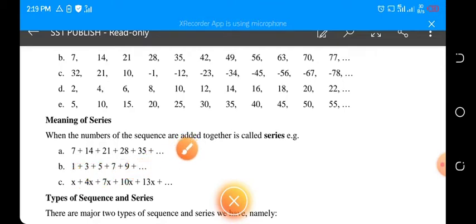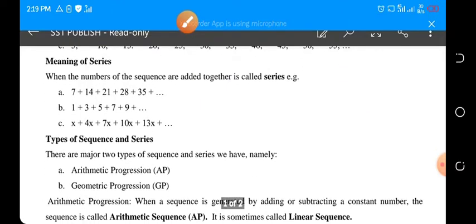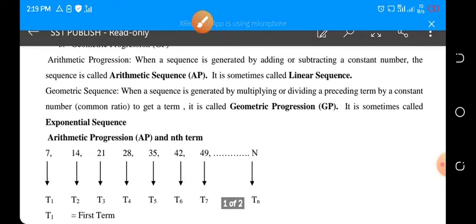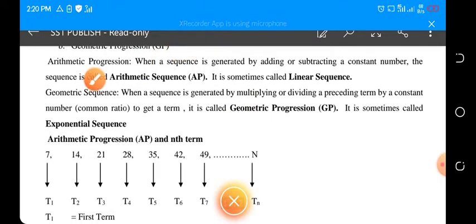Is that taken? Okay, let's move down to types of sequence. Majorly, we have two types. We have arithmetic progression and geometric progression. Let's go to the definition. Arithmetic progression shows that when a sequence is generated by adding or subtracting a constant number, the sequence is called an arithmetic progression, and it's sometimes called a linear sequence.